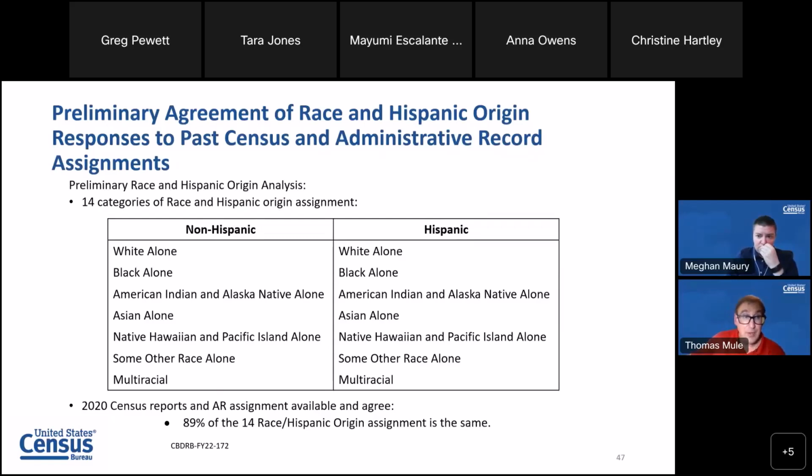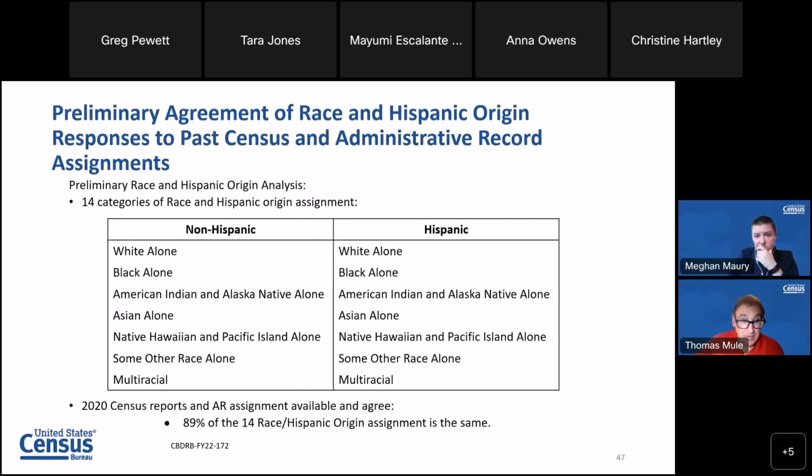With this, we were able to break the people down into 14 categories based on whether they were Hispanic or non-Hispanic, but also their race, whether they're each one of our race alone, including some other race, or also multiracial. We were able to take our responses, link those to our administrative records data, and see that when we could do that link, 89% of the time our census reporting in the 2020 census matched what we had available in administrative record data.